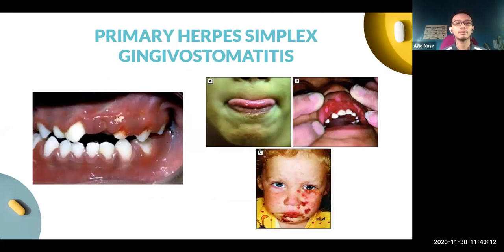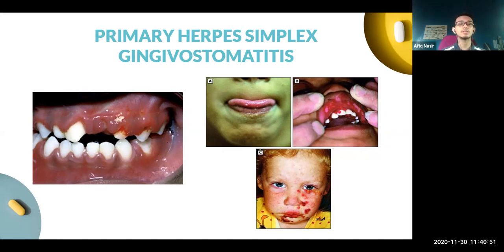Next, we have the primary herpes simplex gingivostomatitis. This disease is characterized by a gingival lesion. As you can see in the left picture, the gingiva of the patient is erythematous and red, and there is bleeding here. Oral gingival lesions don't happen in HFMD. And also in this disease, there are also oral enanthems.